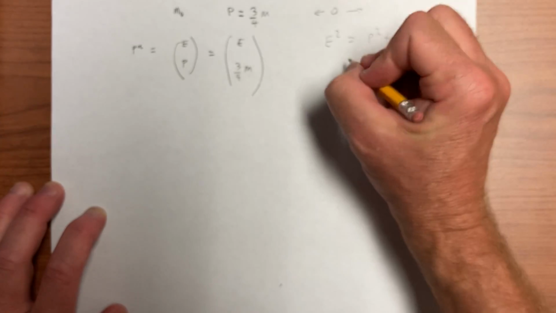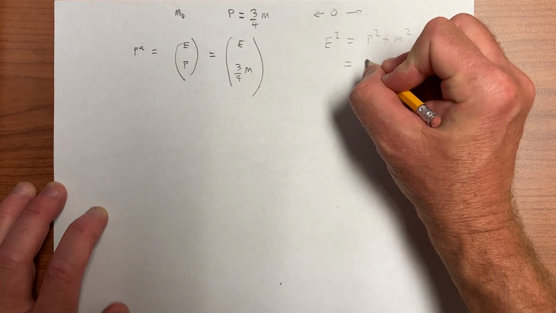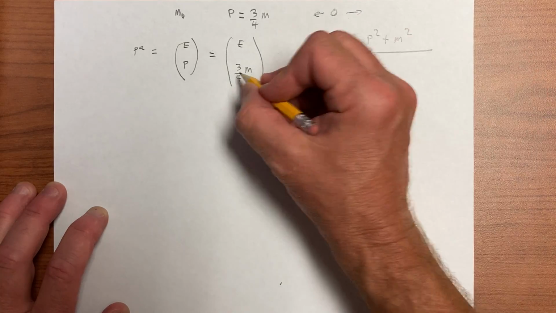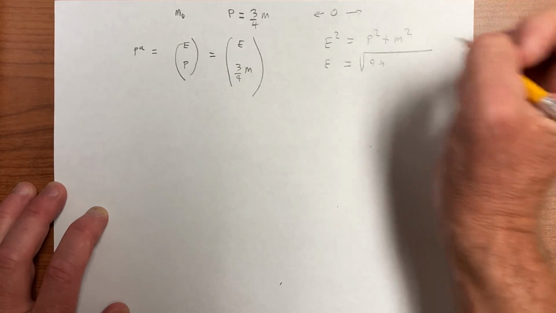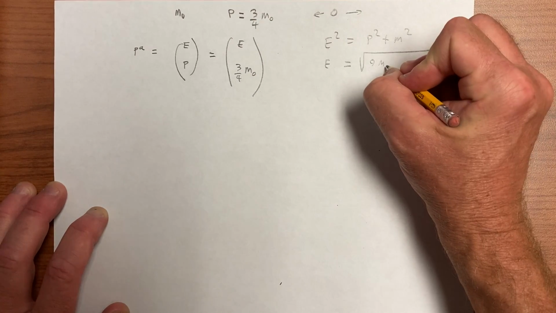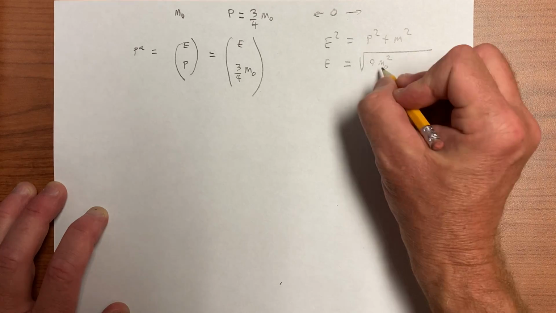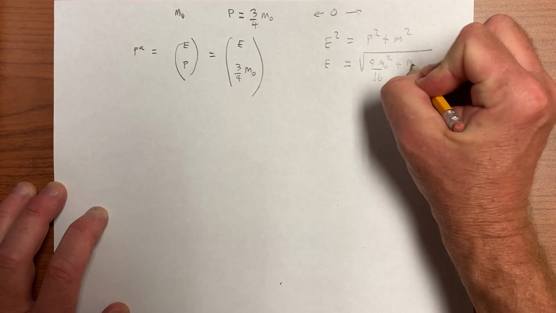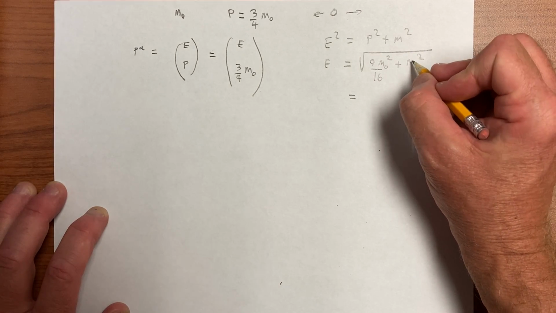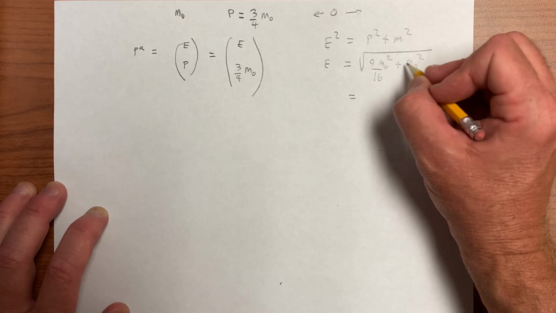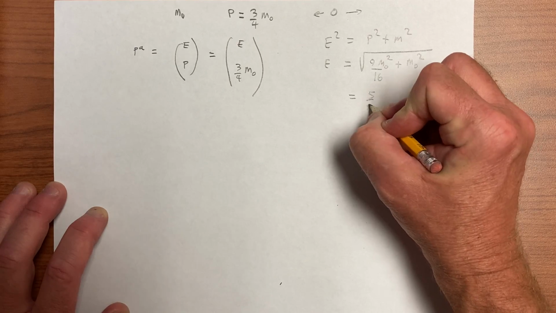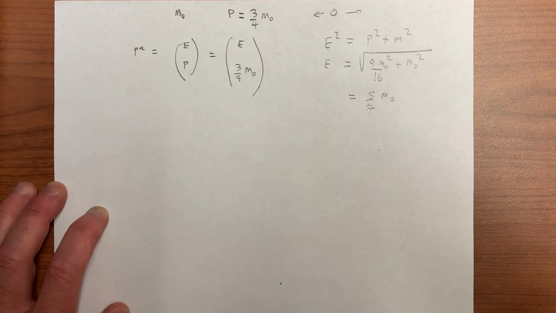And so in this case, E is the square root of P squared plus m squared. This is m naught, so this is 3/4 m naught, so 9 m naught squared over 16 plus m naught squared, and this is 16 over 16, that's 25 over 16. The square root of 25 over 16 is 5/4 m naught. So that's the energy.